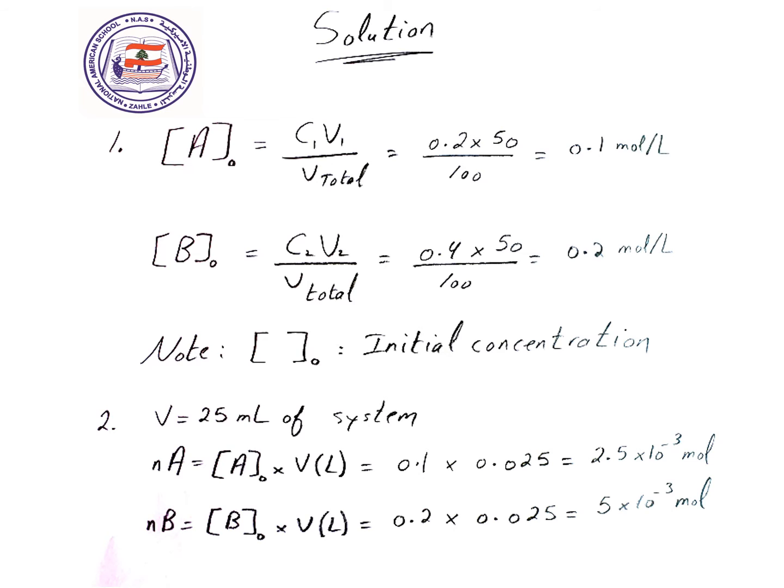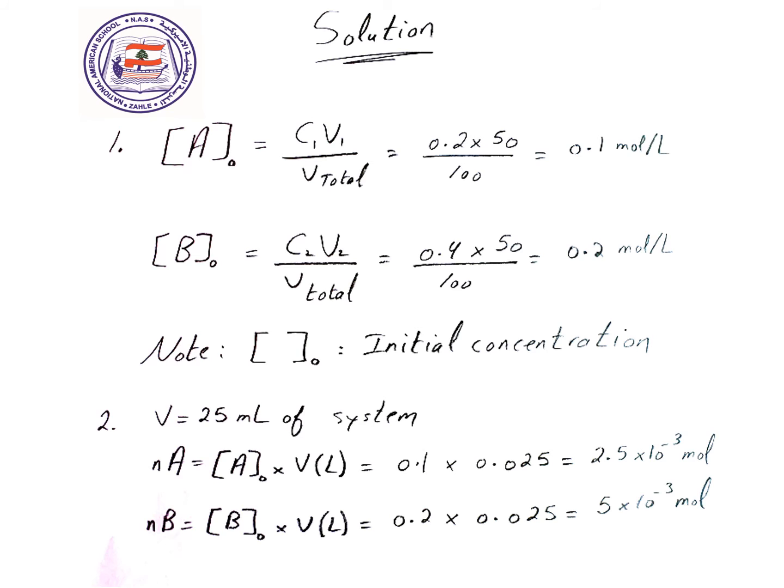Now students ask me, why didn't you convert the milliliters into liters? You can do this, but it's a step that someone can simply avoid doing. Here's the reason for that. If you place 0.2 mole per liter times 50 milliliters and you divide by 100 milliliters, what happens to the units? The milliliters cancel out and you are simply left with mole per liter. That's why you can, but you don't have to convert the volumes into liters, only when it comes to calculating the initial concentrations of solutions in a reaction system.